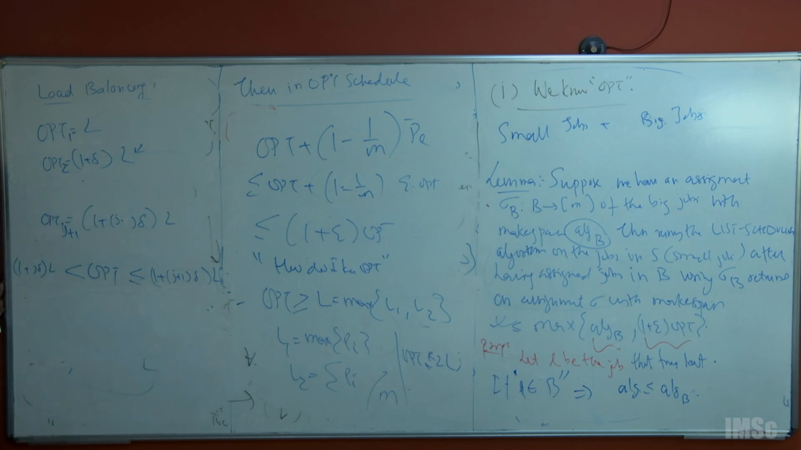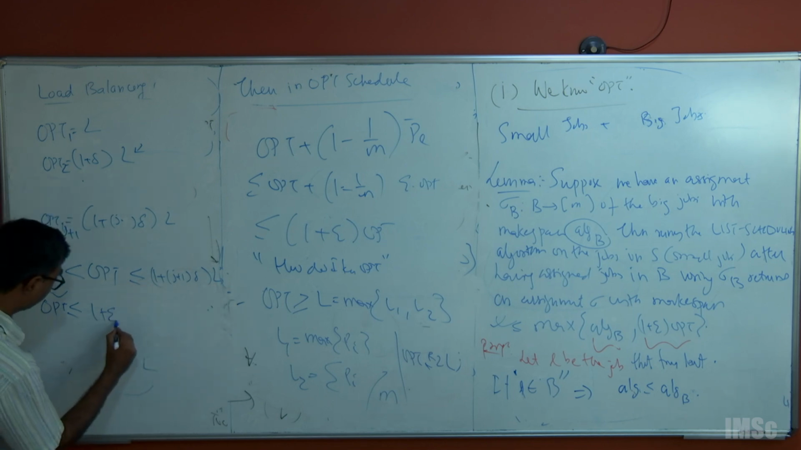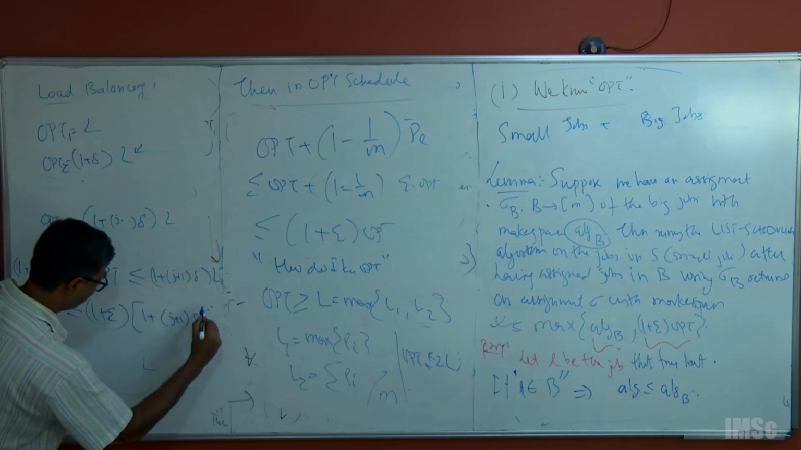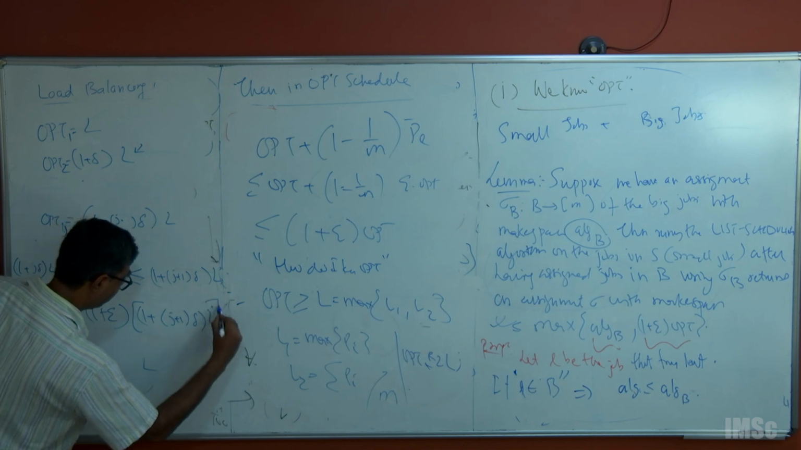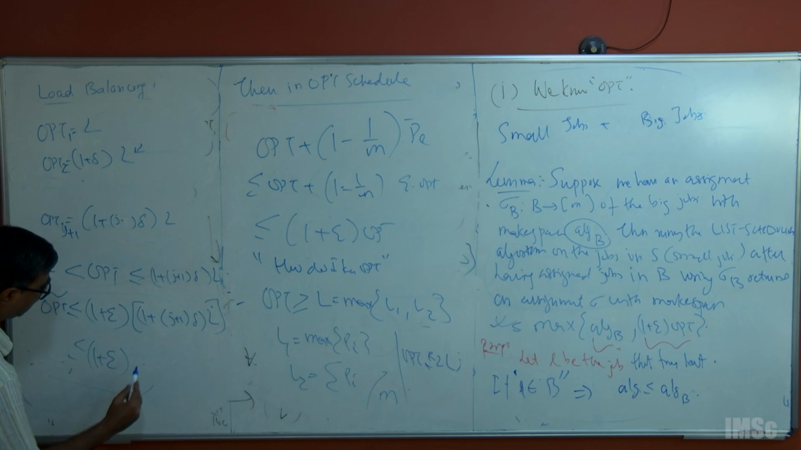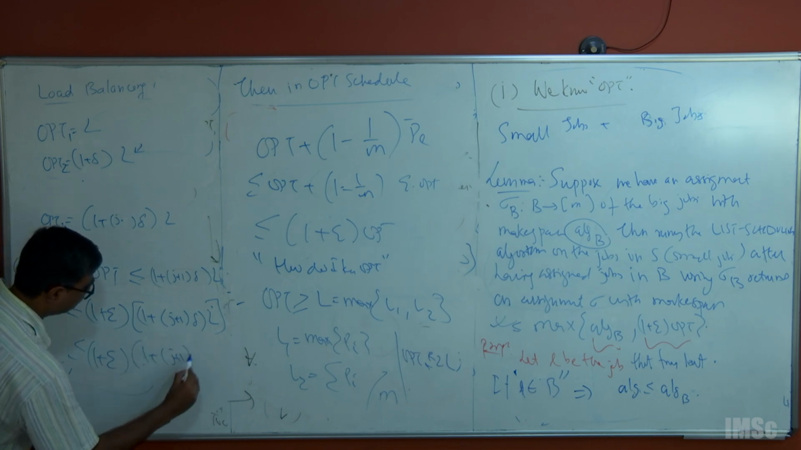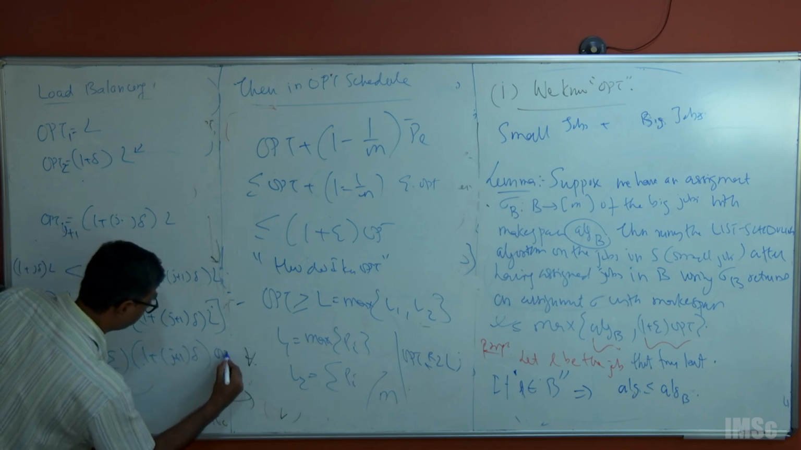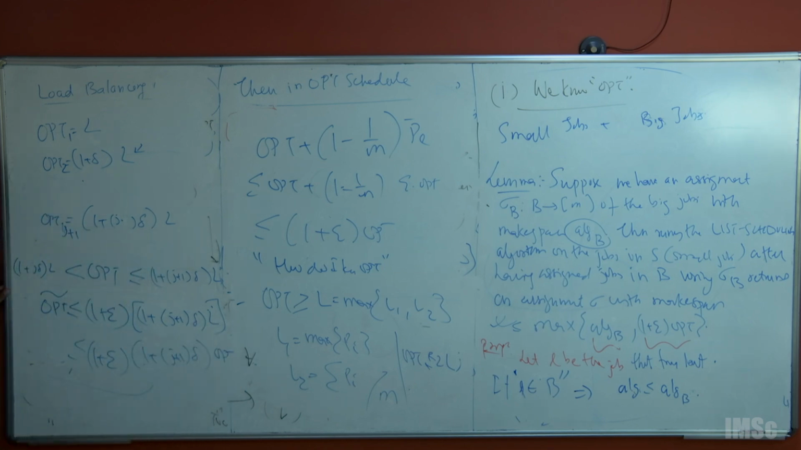But what am I returning? I am returning a solution opt tilde, which is less than or equal to 1 plus epsilon of 1 plus j plus 1 times delta times L, right? So this is equal to 1 plus epsilon times 1 plus j plus 1 times delta times opt, because opt is greater than or equal to L.